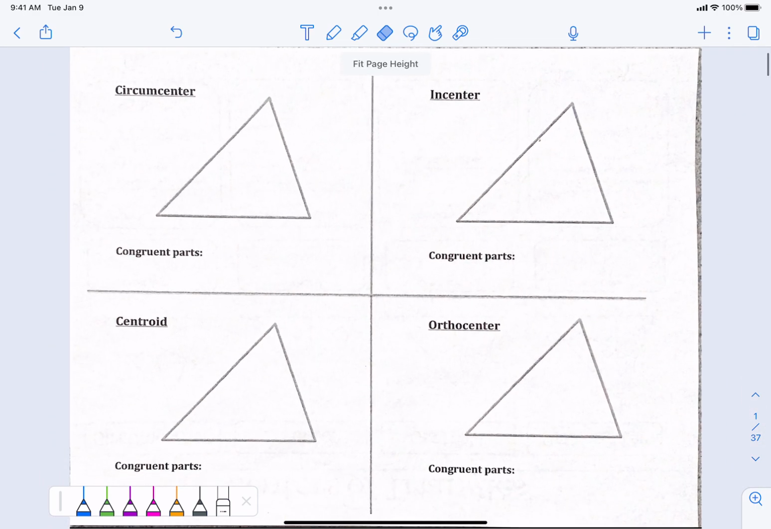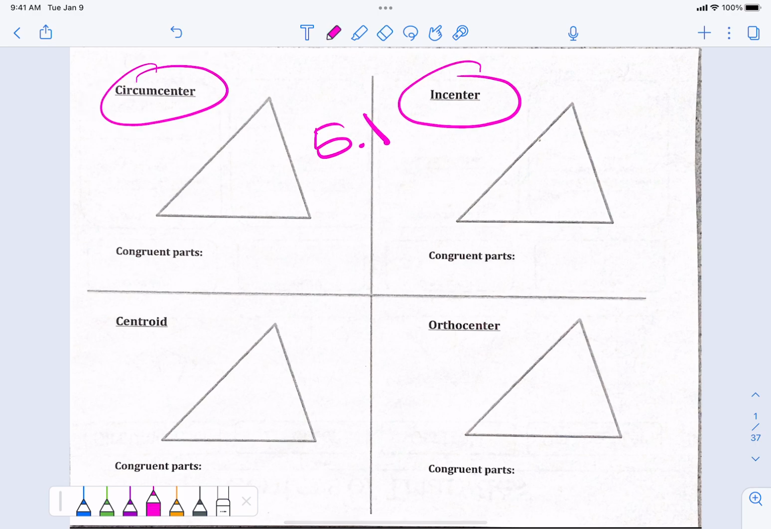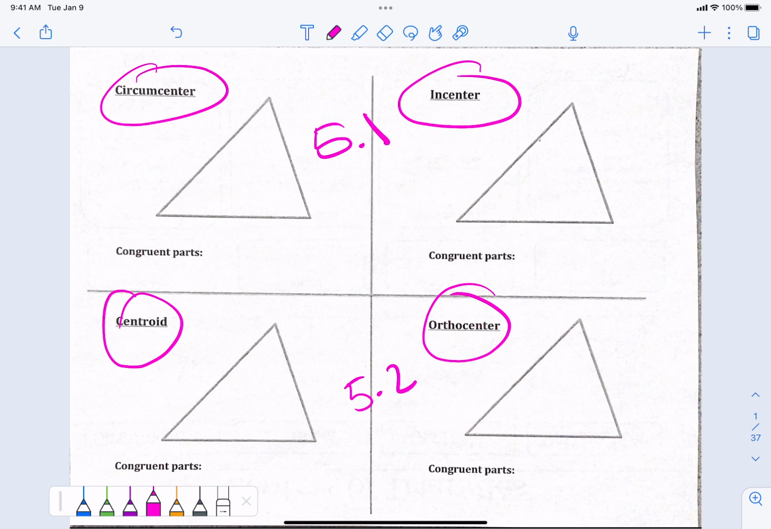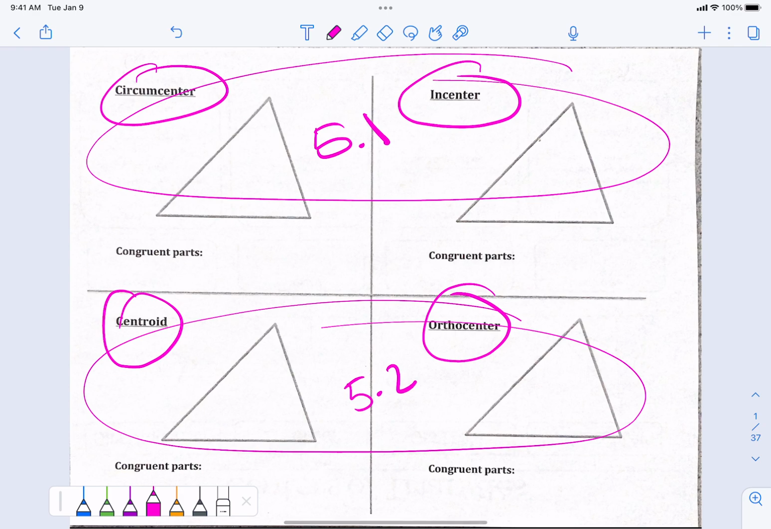This paper that you have here is your quadrant grid that has all 4 triangles on it. 5-1 is only this top one and this top one. This is section 5-1. But anyway, that's 5-1. 5-2 is when we will go over centroid and orthocenter. You don't have to write that down. 5-1 is these two. 5-2 is these two. So technically, this grid will take 4 days to complete. Does that make sense? Because we'll do 2 days of 5-1, 2 days of 5-2.